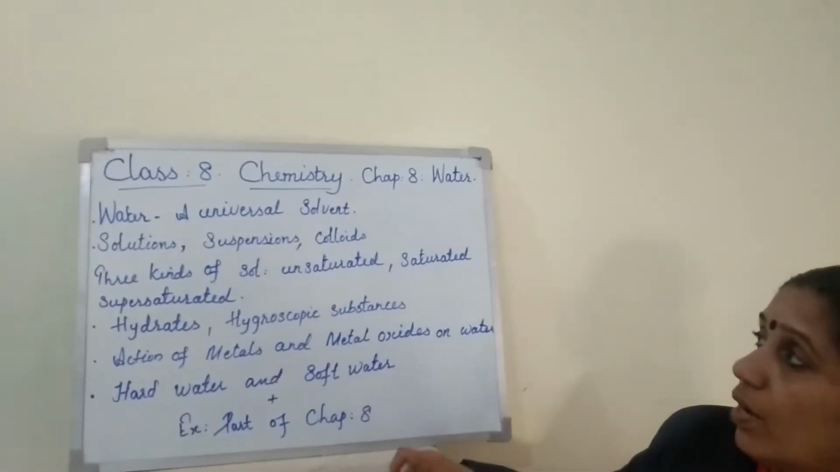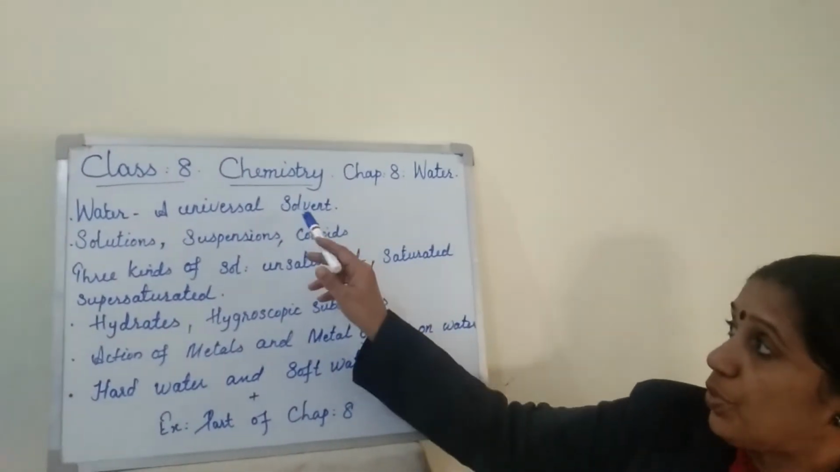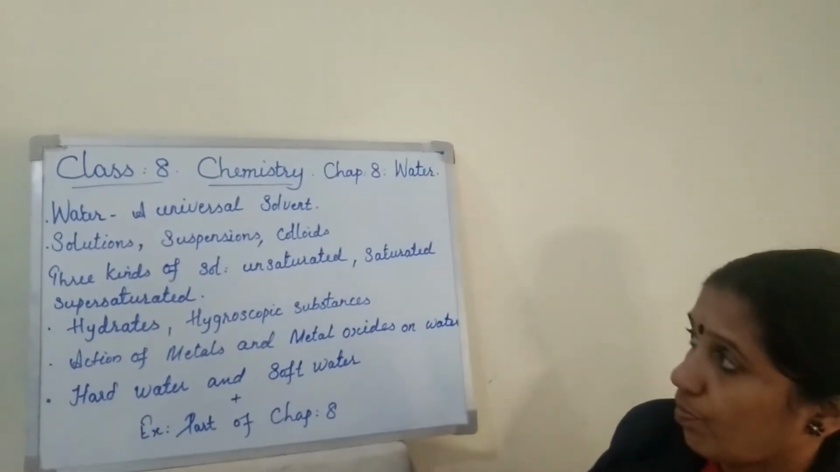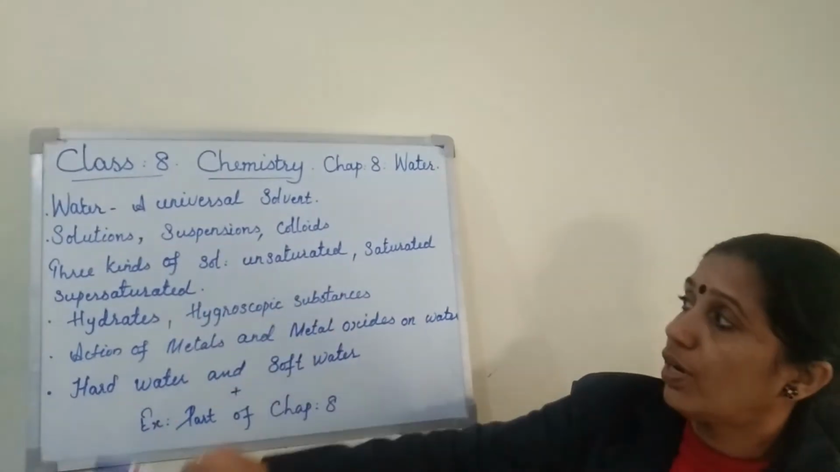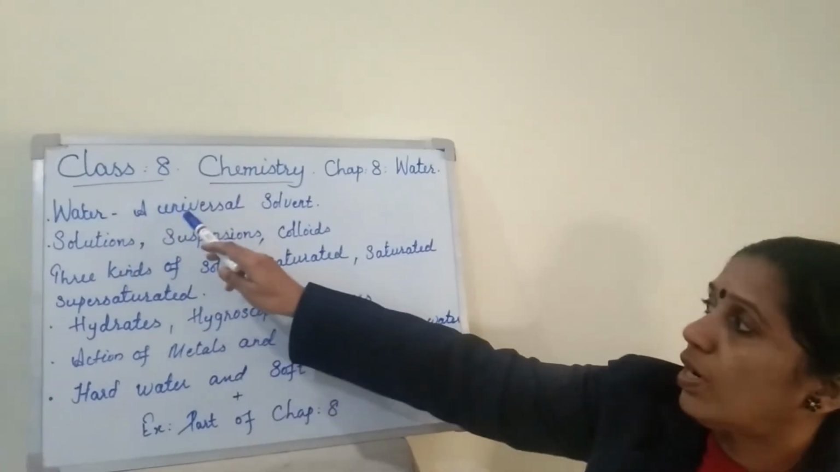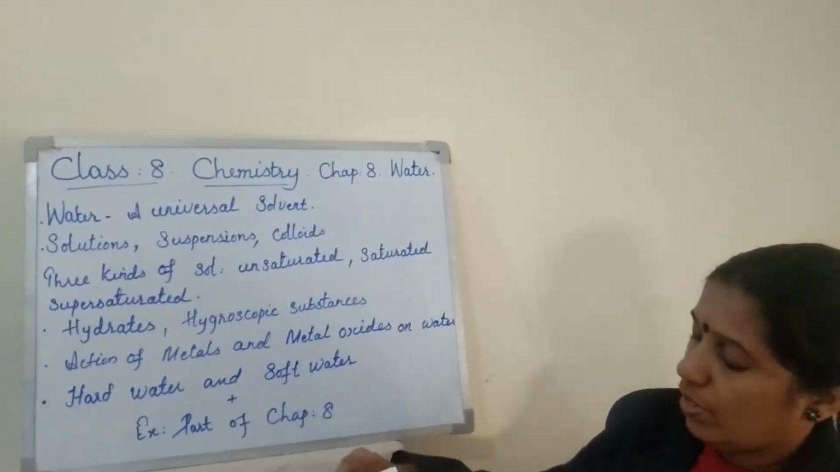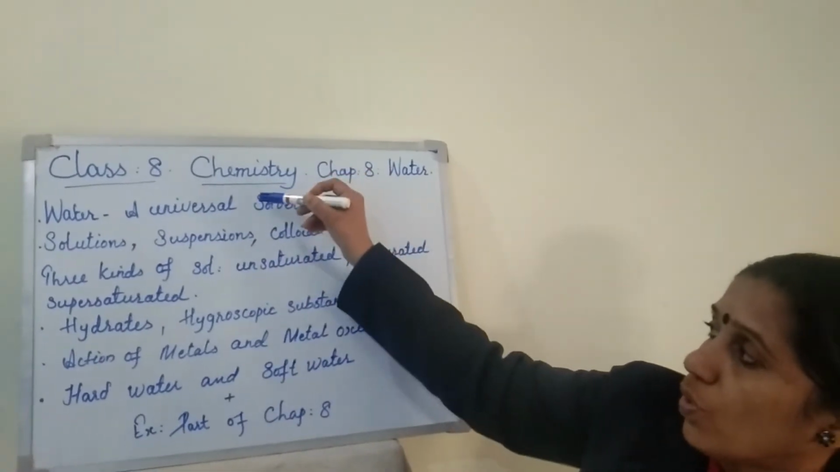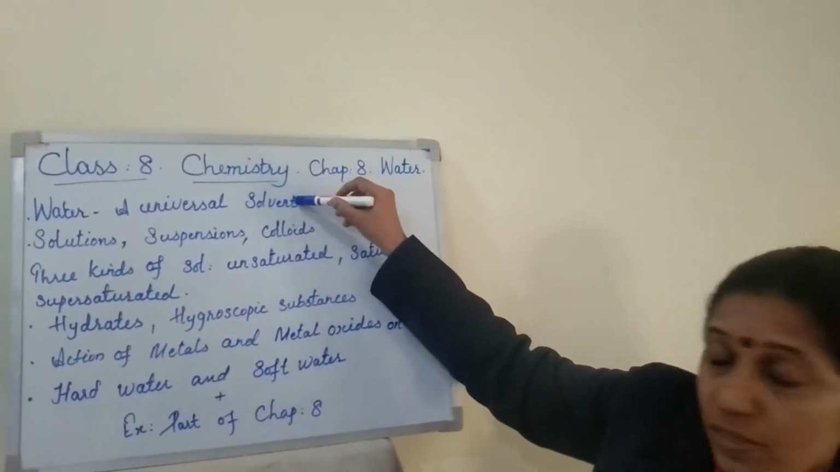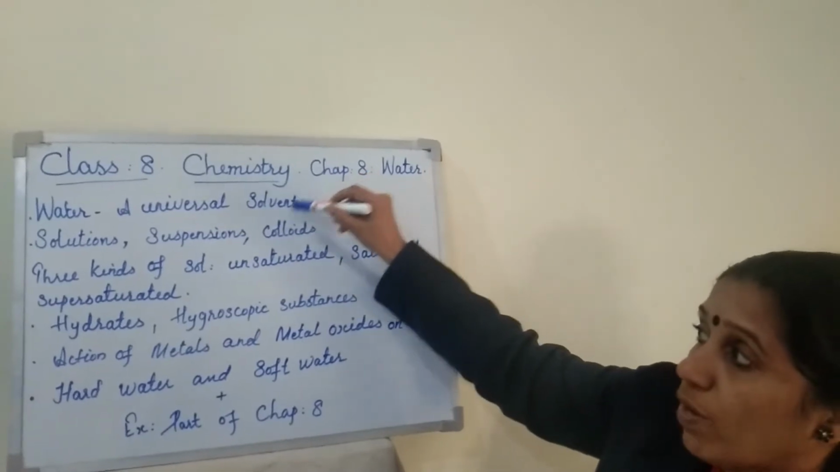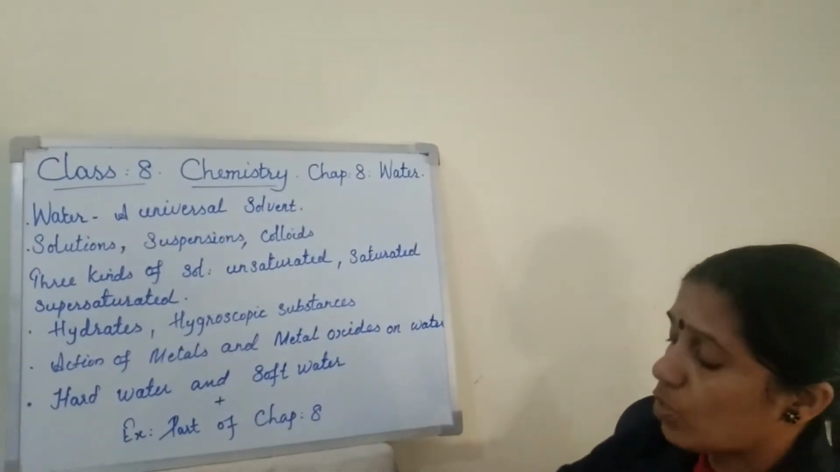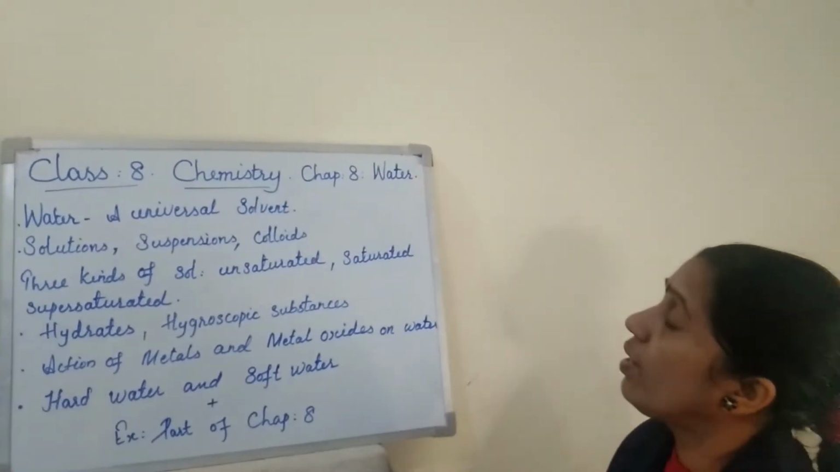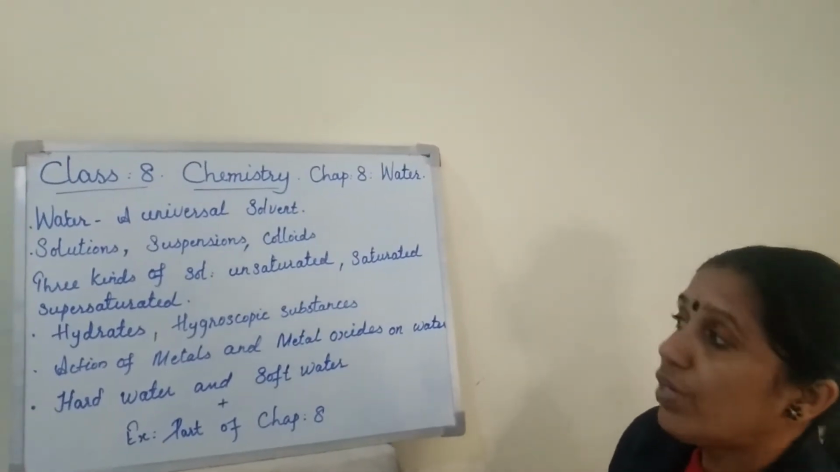Everyone, in this video, you are going to revise Chapter 8, Water. We know that water is called a universal solvent. Why is water called a universal solvent? That is the first topic mentioned in the chapter. You already learned why water is called a universal solvent. That means it dissolves more solutes than any other solvent does.